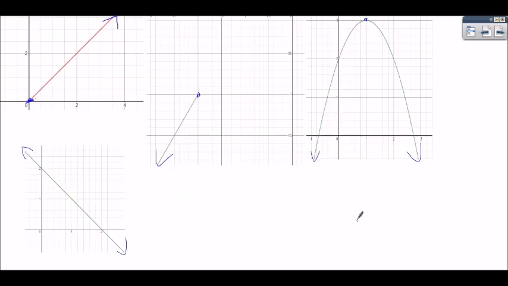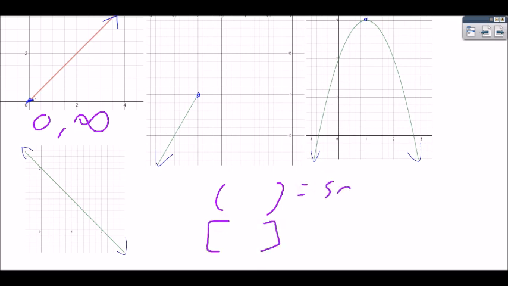Okay, so I have 4 graphs here, and we're going to look at the domain of each one of these graphs. So this first one right here, we say that it stops at 0 and it goes to infinity. That arrow at the top means it's going to forever go to the right. So it stops at 0 and forever goes to the right to infinity. When we put our numbers into brackets, we have 2 choices. We can either do parentheses or brackets. Parentheses mean soft stop, and a bracket means hard stop.